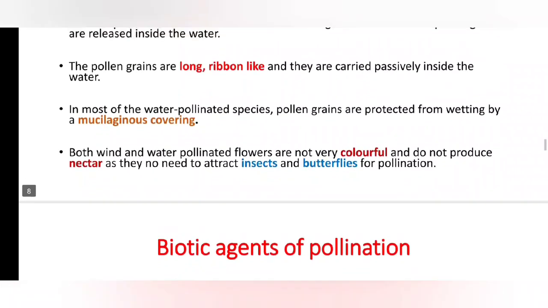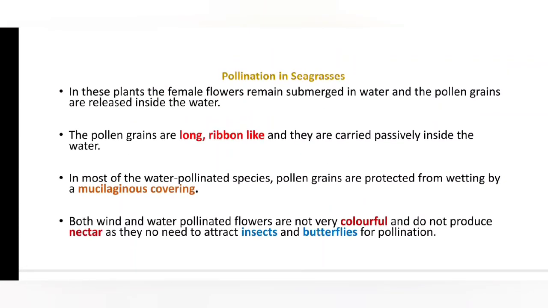Both wind and water pollinated flowers are not very colorful and do not produce nectar, as they have no need to attract insects and butterflies for pollination. Unlike other flowers, these wind and water pollinated flowers are not at all colorful. At the same time, they do not produce nectar because they are not in need of insects and butterflies for pollination, because they depend only on wind and water.